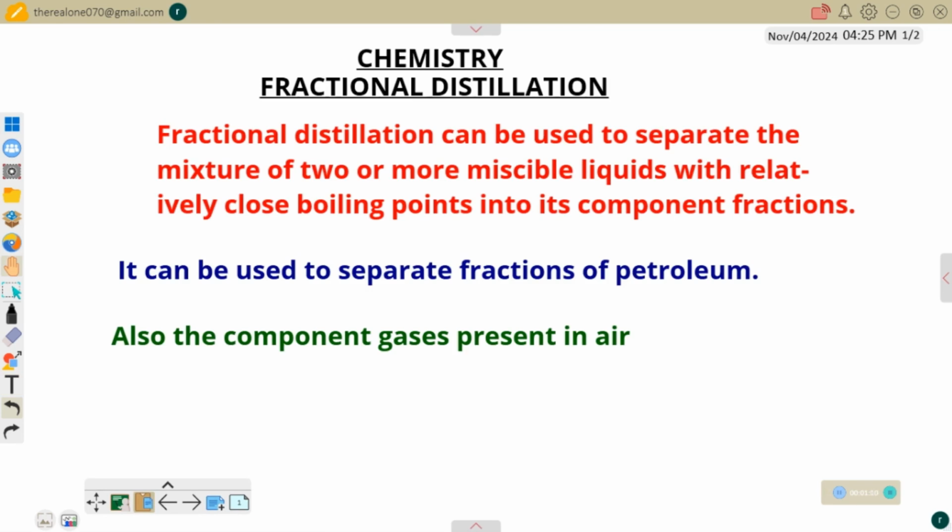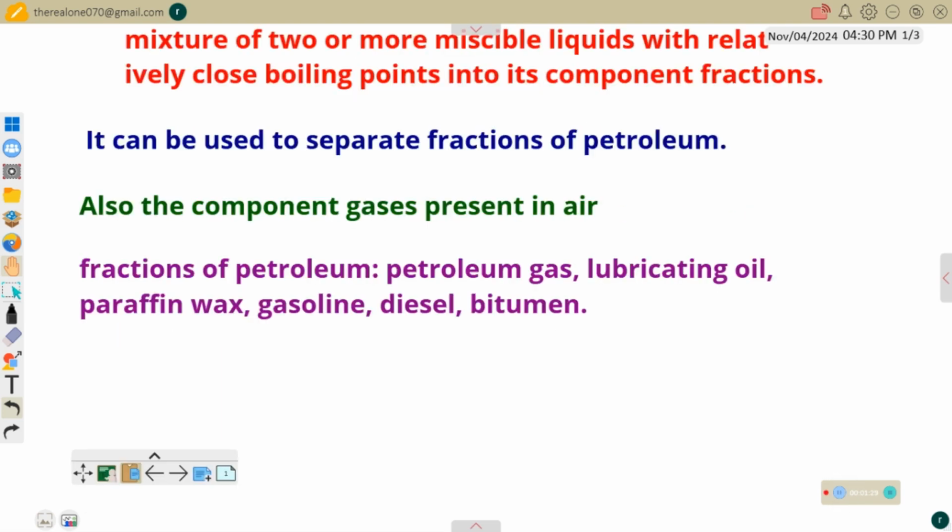So the fractional distillation process is more complex than the simple distillation process. As the name implies, it means we have different fractions in the mixture. Like petroleum, we know that petroleum is made up of a lot of different components. All of the fractions of petroleum, such as petroleum gas, lubricating oil, paraffin wax, gasoline, diesel, bitumen, can be separated using this method of fractional distillation.